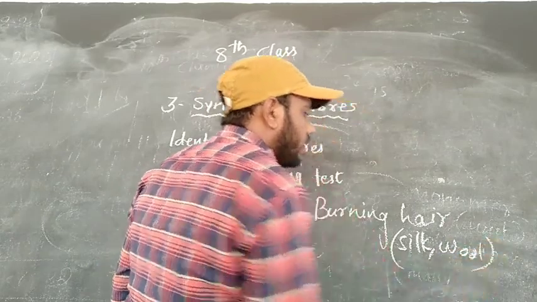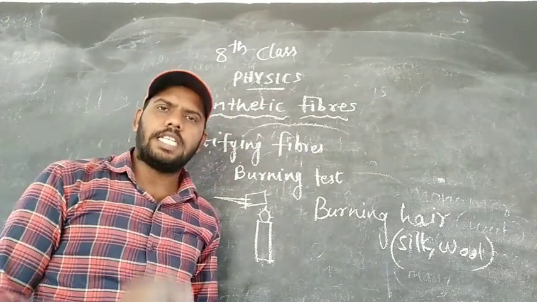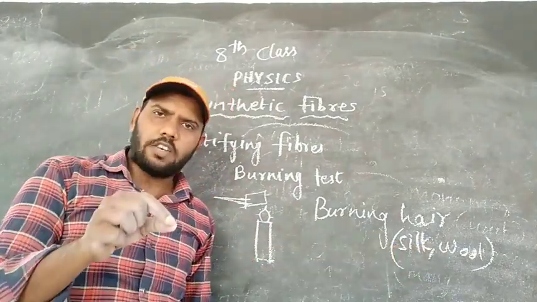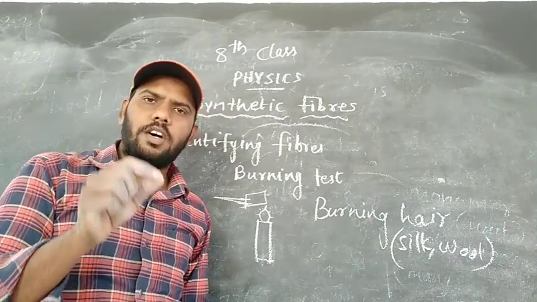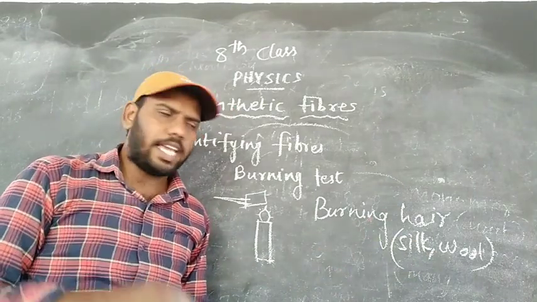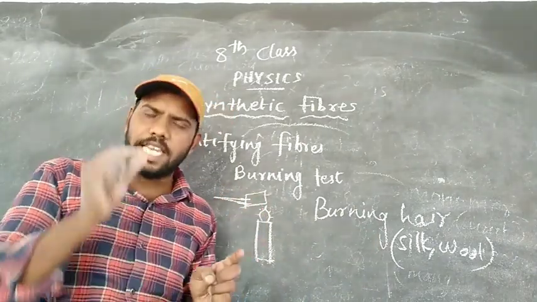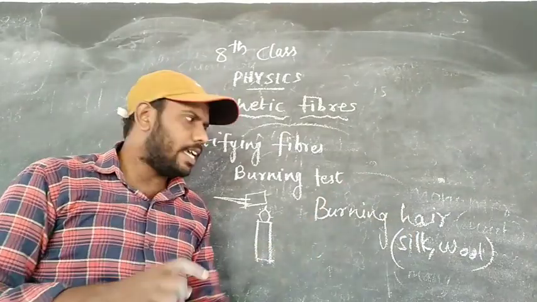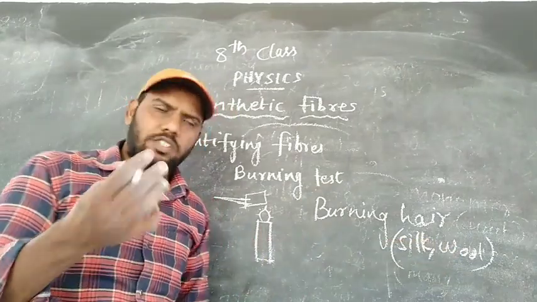Woolen cloth or silk cloth. You know woolen cloth is taken mainly from the sheep. From the sheep we are taking wool. The silkworm also gives silk, which is like hair, and wool from the sheep is also hair. So if you burn the cloth piece and it gives a smell like burning hair, then it is silk or wool. We know silk and wool are natural fibers.